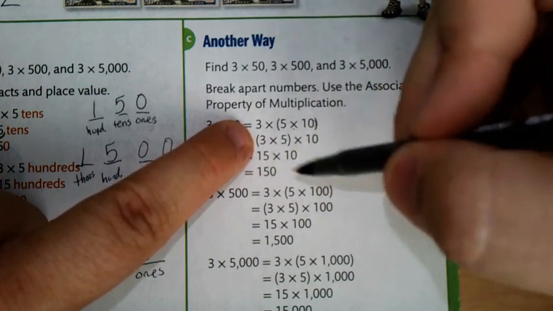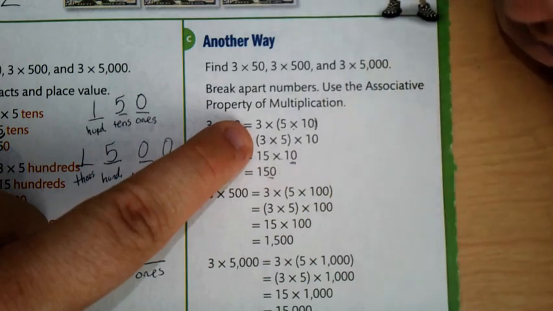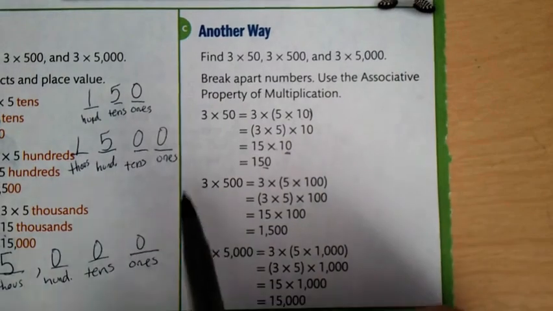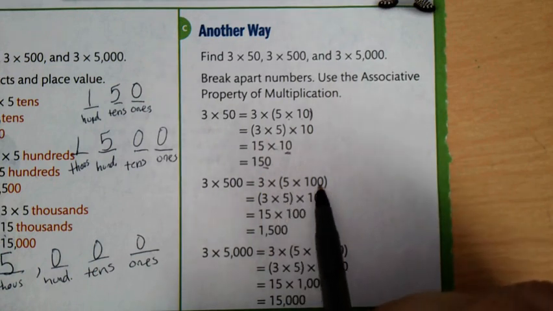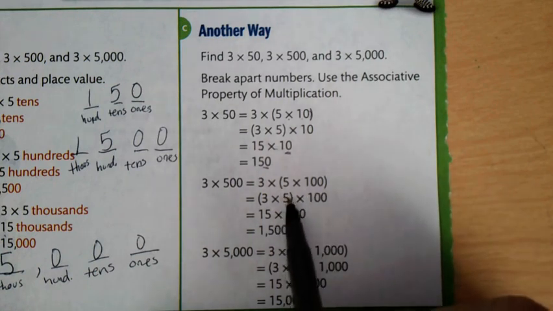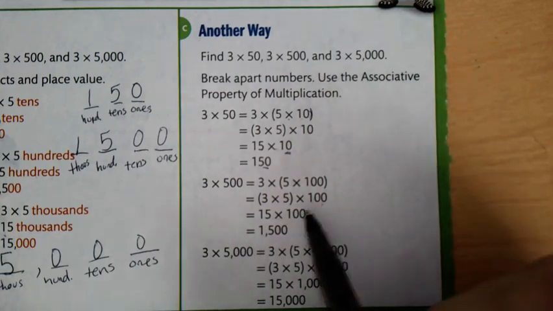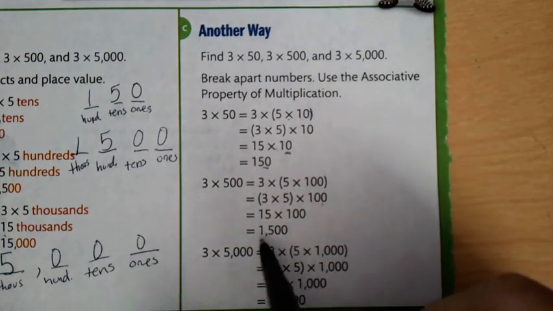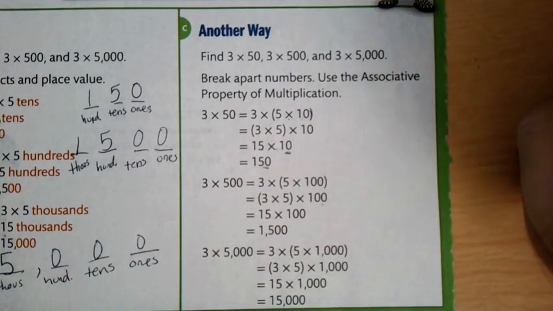And so that comes into, well, 15 times 10. I've got that 0. I'm just going to put that on the end. Same with when we come down here. 3 times 500 becomes 3 times 5 times 100. 3 times 5 is 15. And then I want to times that by 100, right? 15 times 100 is 1500, which is 1500. It's just a different way of saying it.